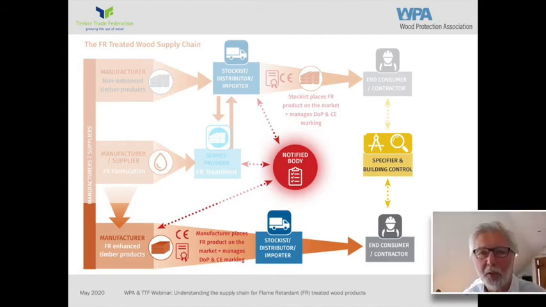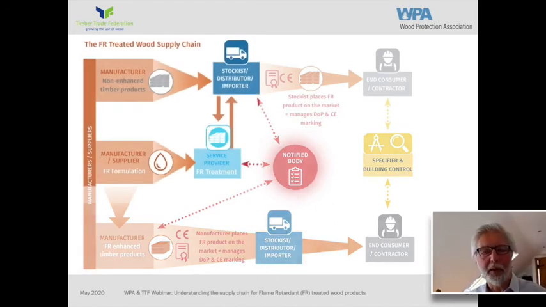And I use those words advisedly because under the Construction Products Regulation, placing the product on the market is a critical thing, because the company doing that has responsibility for the correct CE marking and documentation. So if you're producing a product in the factory with an FR in it, it's all straightforward. It comes out of the factory, marked, correct documentation, onto the stockist distributor, onto the end consumer, easy.